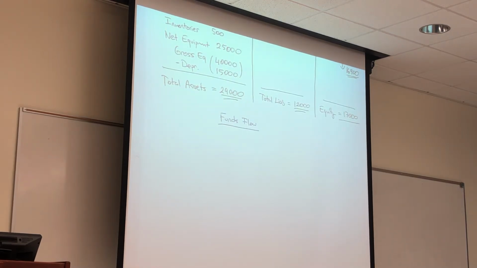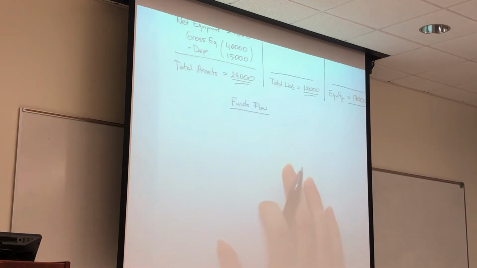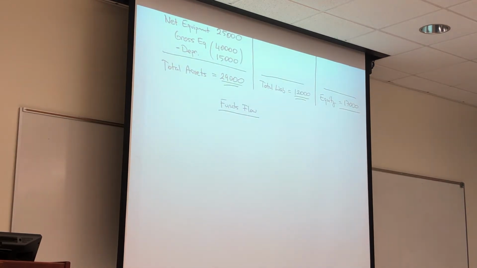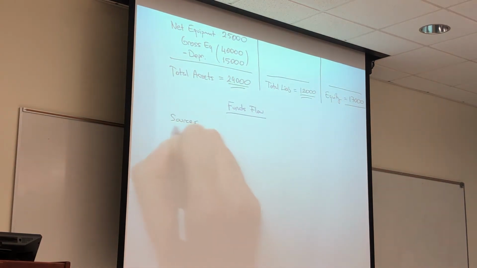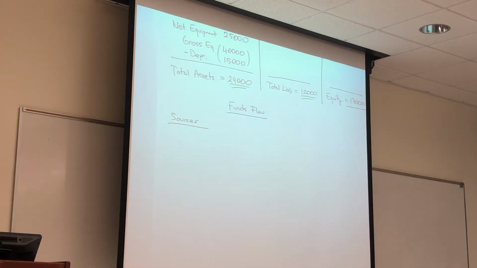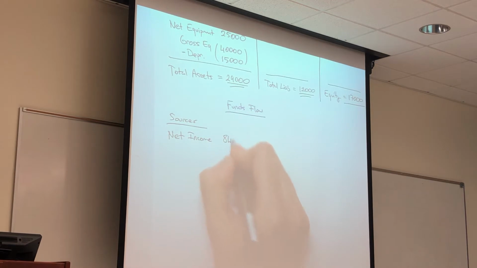Okay, so funds flow. We got two funds flowing, sources or uses. So we're gonna determine this in a logical sense. Let's do sources first. So we definitely have as a source of fund the net income. We already figured that out, which was 8,400, right? And then we have the depreciation.